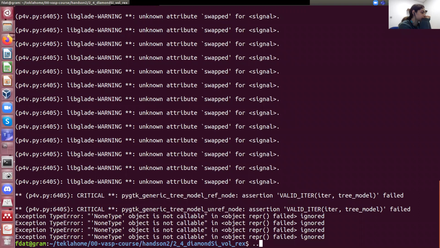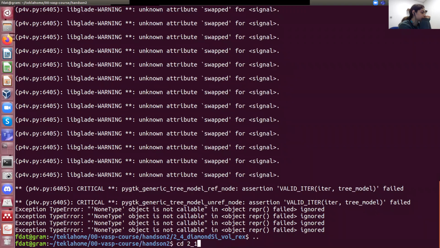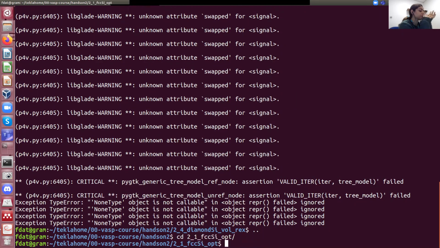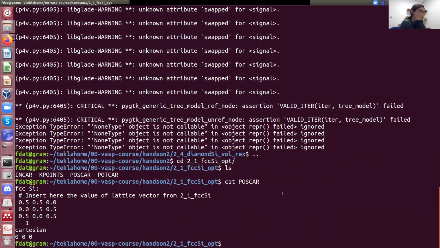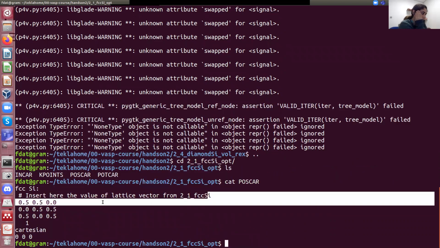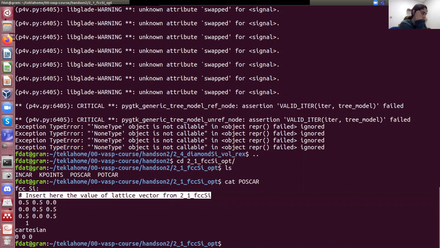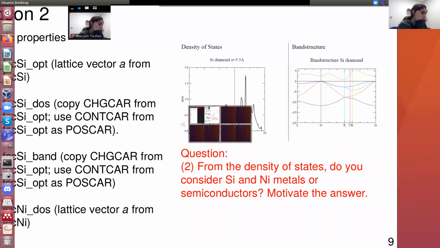Okay. So you will see that if you forget that and you try to run it, that will fail, because here you don't have the lattice vector. Usually here you should have a number, now you don't have, and here instead you insert the value of the lattice vector from 2,1 FCC SI. So here you will need to remove this line and to add 3.53 or whatever you will get from the previous calculation, okay?